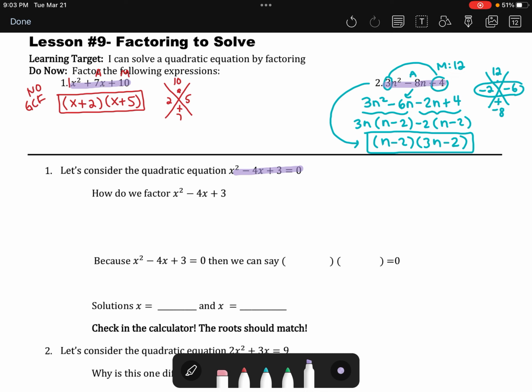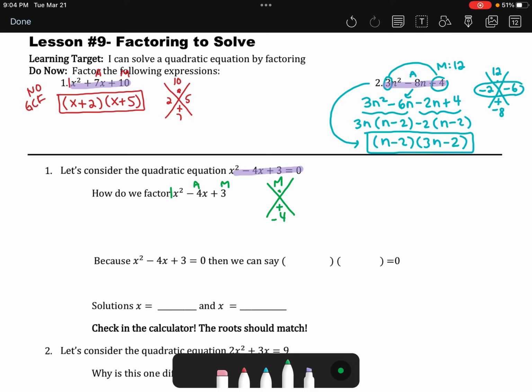So we have to figure out what could x be in order for this whole equation to equal 0. We can kind of guess and check, and that would take a long time. Or we can use our knowledge of factoring to actually figure out what would make it equal to 0. So how do we factor x squared minus 4x plus 3? Can I use the shortcut? Yeah, I can, because there's a 1 in front. So I can go straight to figuring out what multiplies to 3 and adds to negative 4.